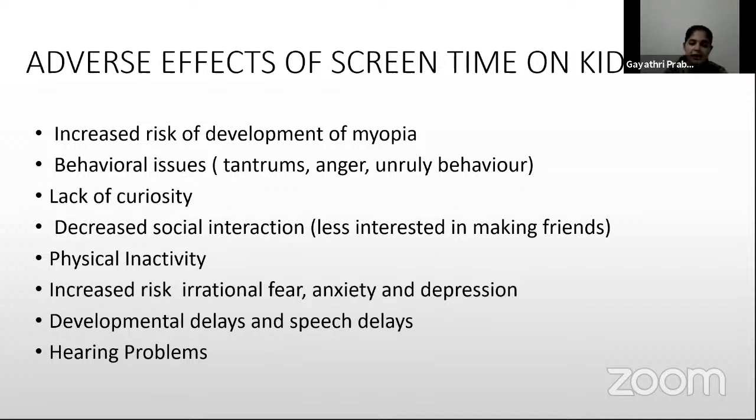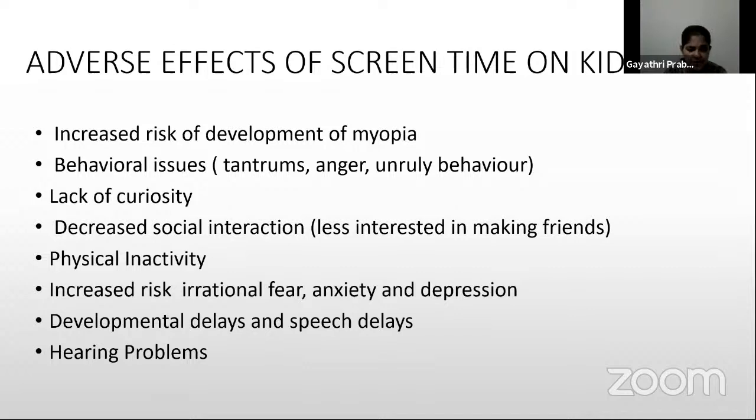The second is they end up having behavioral issues. They throw more tantrums. They have lack of patience. They get angry faster. There is lack of curiosity, as I said before. There is decreased social interaction. They are less interested in making new friends or even talking to the existing friends, because they are more interested in seeing that cartoon or playing that video game.